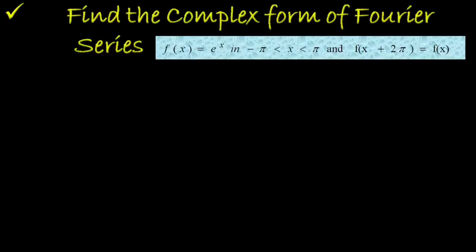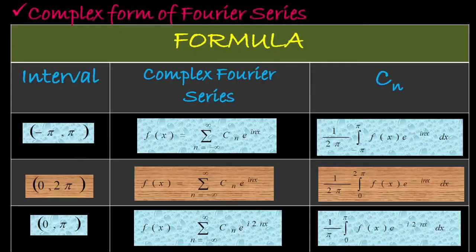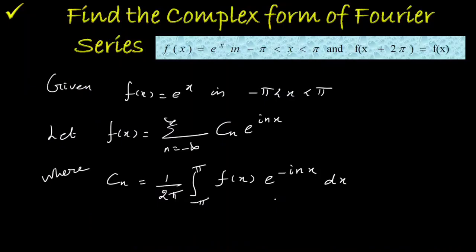Now find the complex form. Here f of x is given as e power x, defined in minus pi to pi. Since it is under minus pi to pi, this is the general form for which we make use of the value of Cn. You calculate the value of Cn.